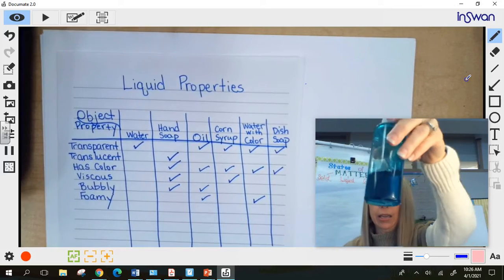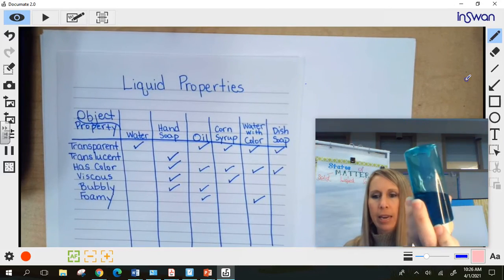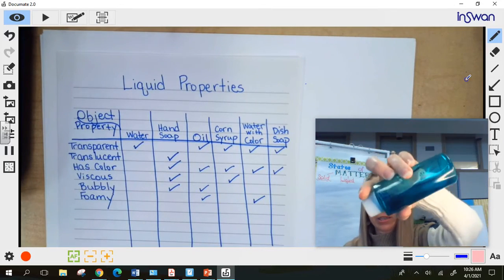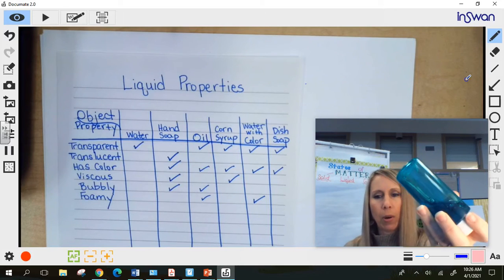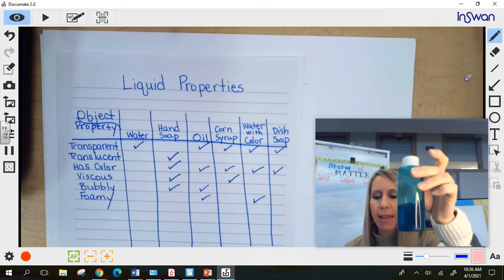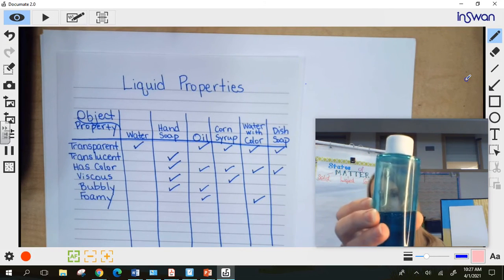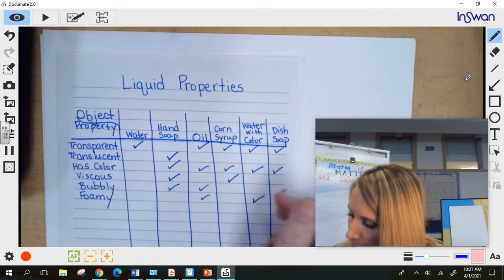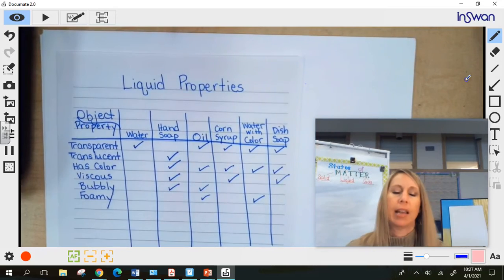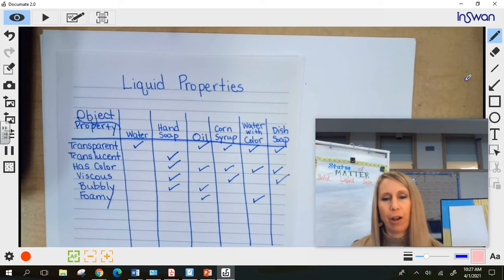Viscous. Let's see. It is thicker than my water. Not quite as thick as my hand soap, but if you'll notice, some of this soap is staying up on the top and it takes a while to drip down. So I'm going to mark viscous. Now let's test for the bubbles and foam. Make a prediction right now. What do you think is going to happen? Think about what happens if you ever help wash the dishes.